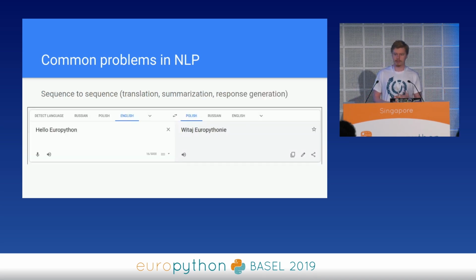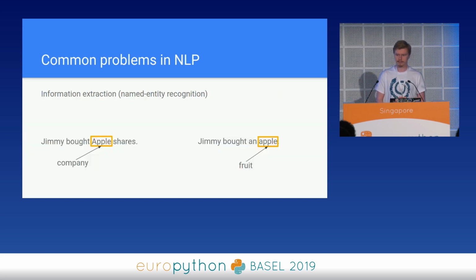Another common issue is sequence to sequence, and this includes, but is not limited to, translation, like Google Translate, summarization of text, like when we have a whole article and we just want to create an abstract of it just to know if we would be interested in it, and also response generation. A really neat feature in Gmail: when we receive an email, we get one of a few possible responses just to tap and respond to our sender. Another common problem is information extraction.